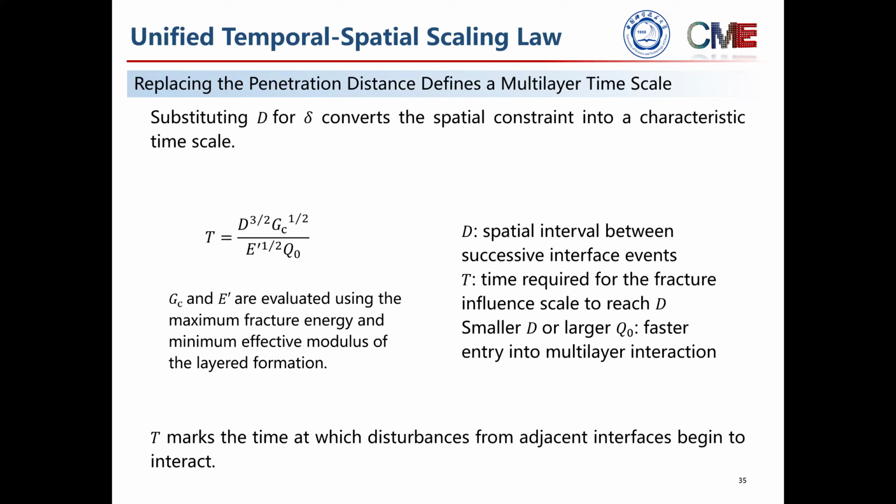The spatial argument can be converted to a time scale. In the single interface problem, delta defines the relaxation distance. In a periodic multilayer system, the relevant limiting distance is d, because the next interface arrives after one layer thickness. Replacing delta by d gives a new characteristic multilayer time like this. This is the time required for the evolving fracture influence scale to become comparable to the layer spacing.